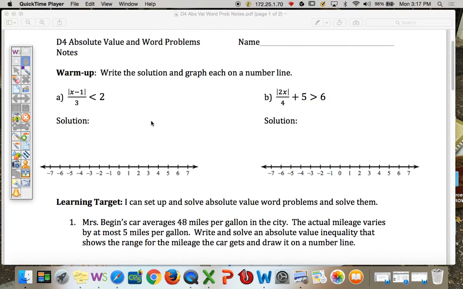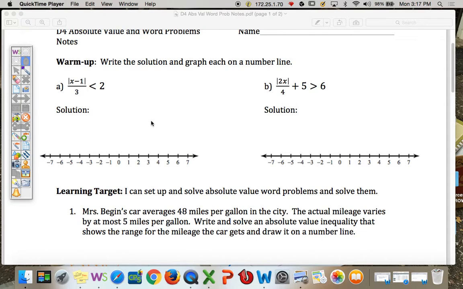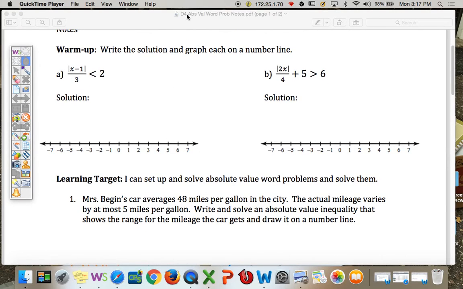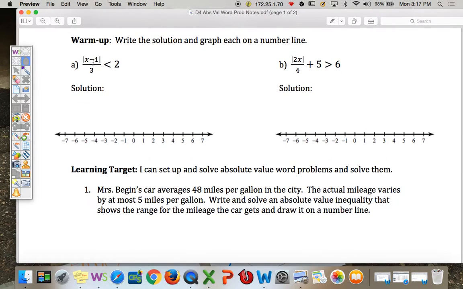We're going to look at absolute value and word problems today. So for the warm-up, write the solution and graph each on a number line. The first one is the absolute value of x minus 1 over 3 is less than 2.